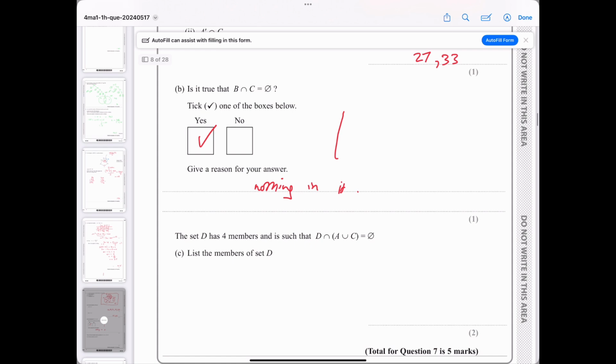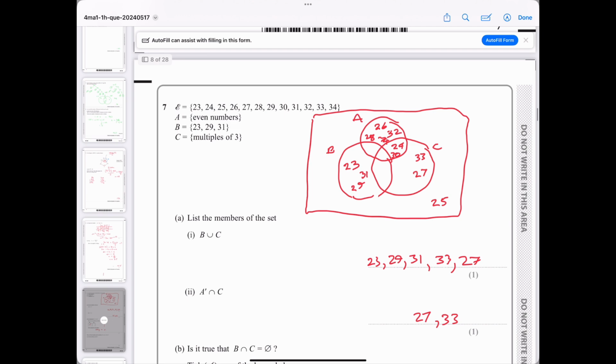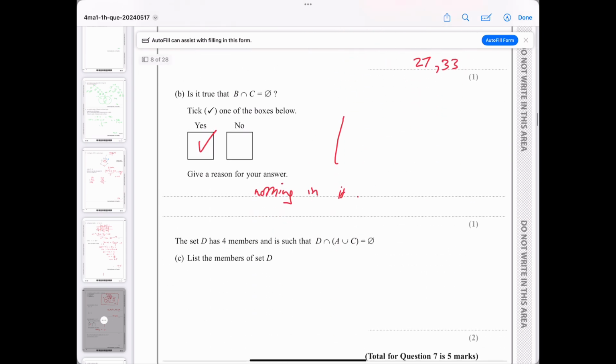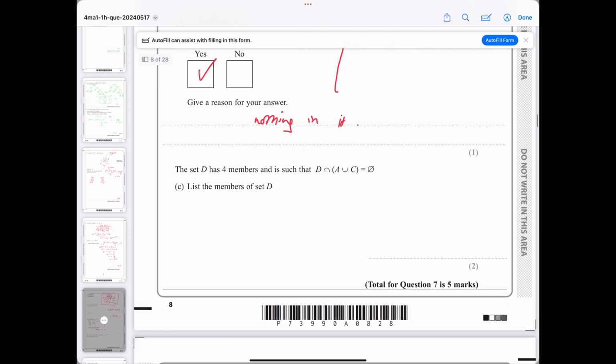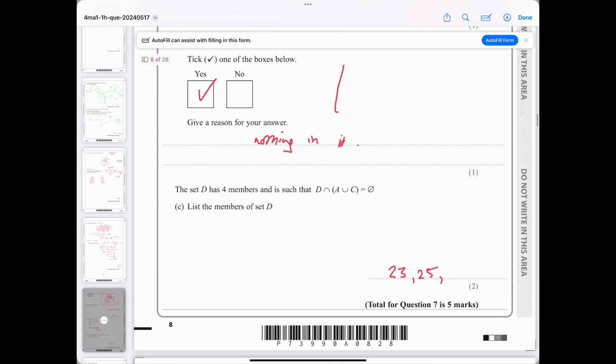And the set D has the members D union. So D is A union C, and that's the intersection with A union C. Is it all the things that isn't A union C? I think it probably is. So let's go with 23, 25. Basically all the prime numbers, I think. Must be 29 and 31 then. Yeah. So 29 and 31.